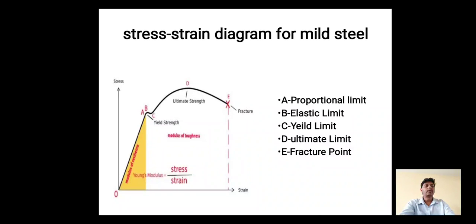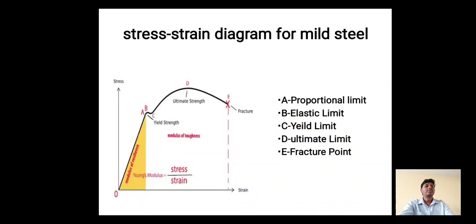Proportional limit means up to where stress is proportional to strain. So the elastic limit is up to this point. It behaves as an elastic body. You might have seen a rubber: if you apply a load and then leave it back, it will come back to its original shape and size, same as before. Like that the material behaves up to point B. That point B is called the elastic limit.